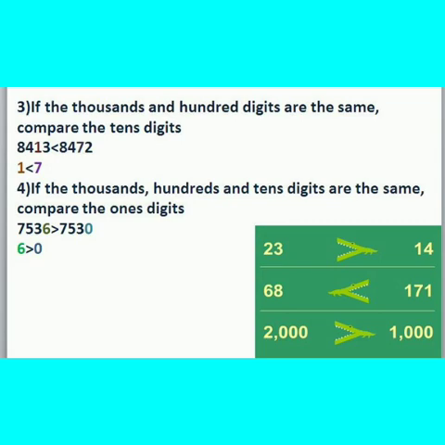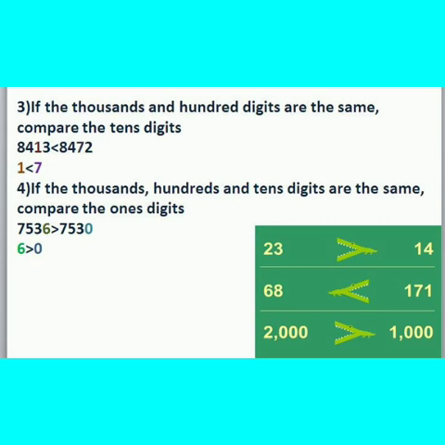In the tens digits, 1 is given for the number 8413 and 7 is given for the number 8472. So 7 is greater than 1. So the number 8472 is greater than 8413. Yes. Next, fourth one.